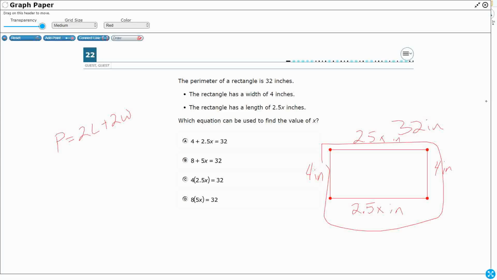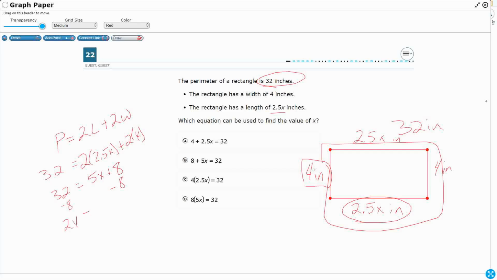So let's do some substitution. We know our 32 inches is the perimeter, so that's going to be 32. And we know this length here is 2.5x. So 2 times 2.5x plus 2 times our width of 4. Then we just simplify and solve for x. So 32 equals, let's double this, 5x plus 2 times 4 is 8. We need to subtract 8 from both sides, and we get 24 equals 5x.